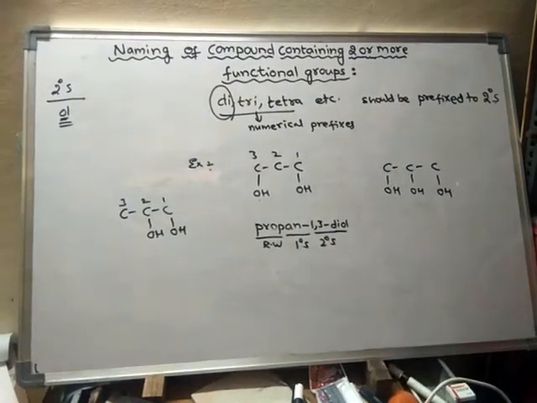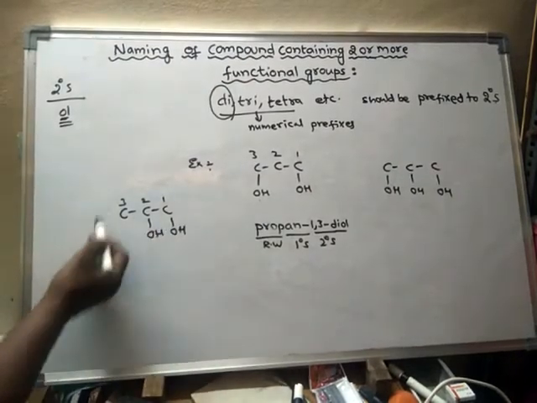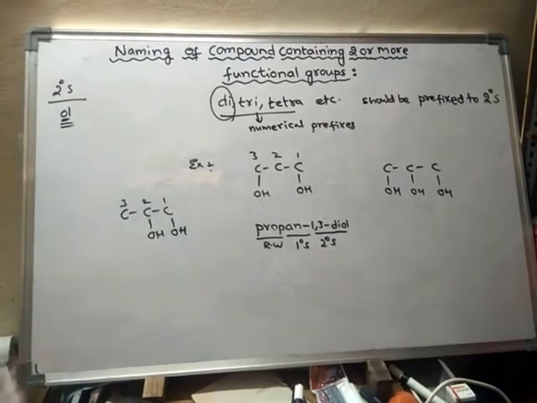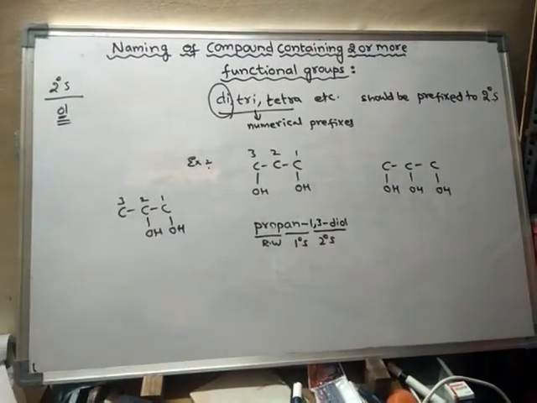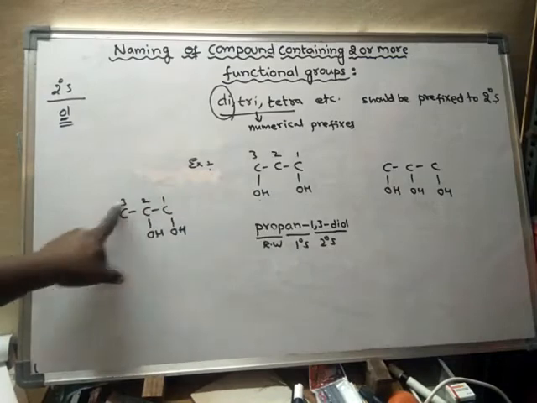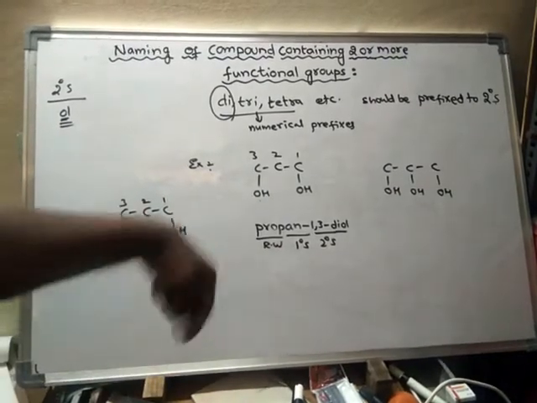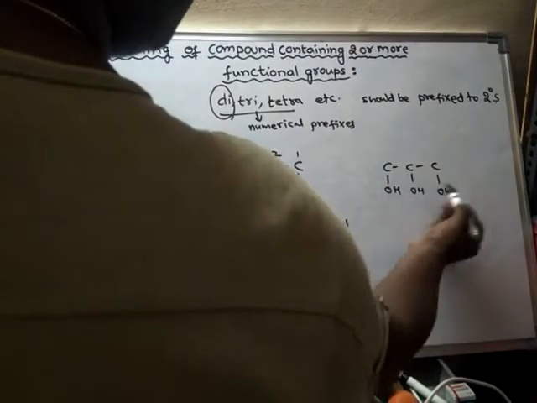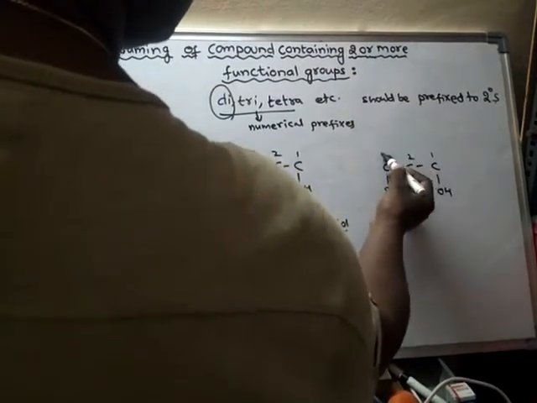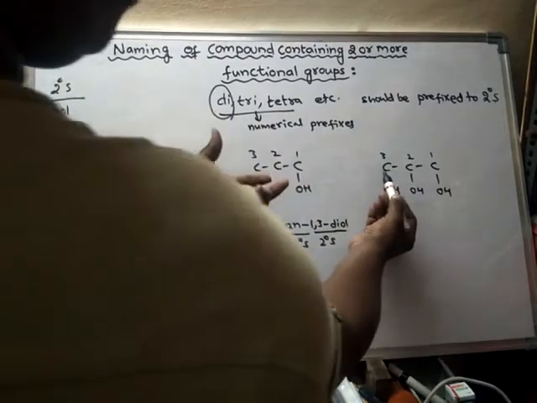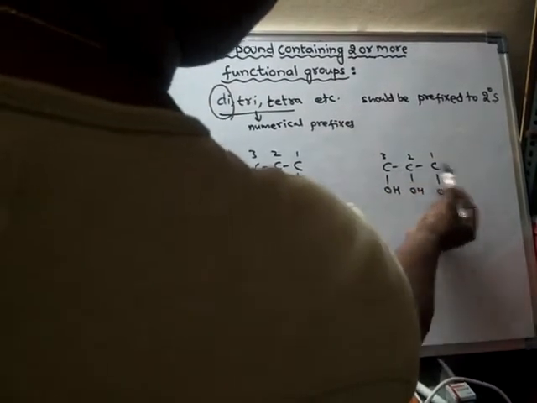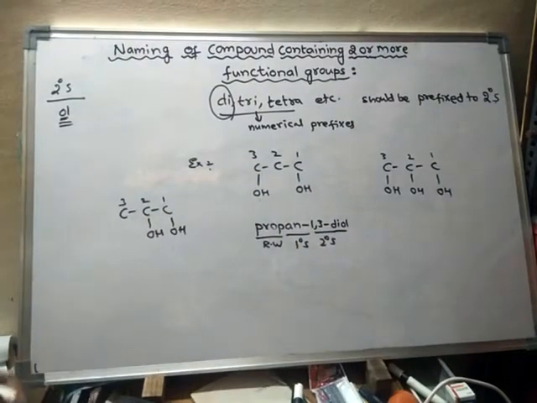So this is the name of the compound: propan-1,3-diol. Can you name this compound? Try to write the name of this compound on your own, based on the numbering. You have already learnt how to write the names. Now I will write the name of this compound. 1, 2, 3, or else we may number this one from here also, 1, 2, 3. Anyway both are the same.